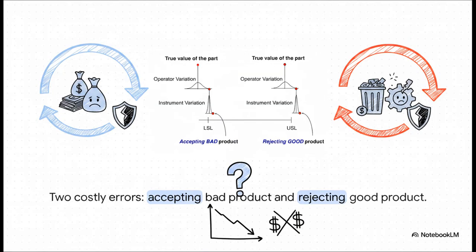On one side, the noise in your system makes a bad part look good, so it passes inspection. On the other side, that same noise makes a perfectly good part look bad, so you scrap it. I mean, both of these are just killers for your bottom line and your company's reputation.